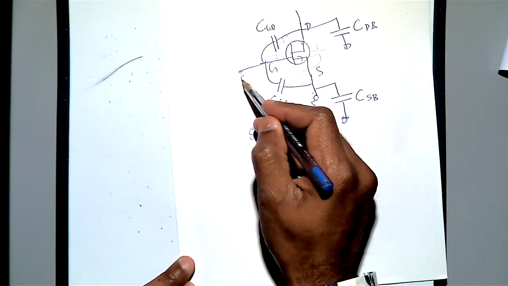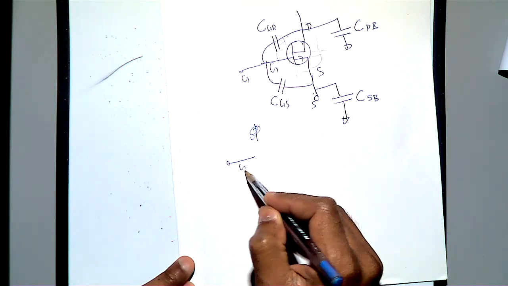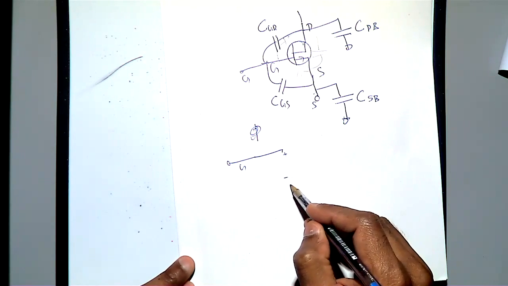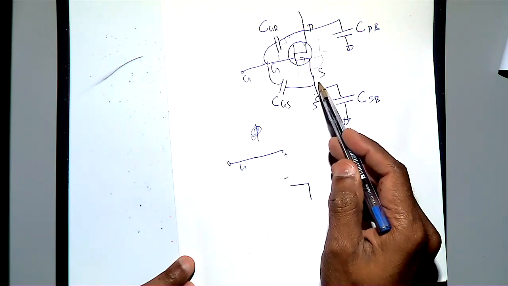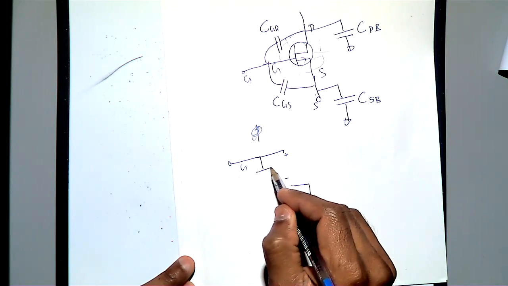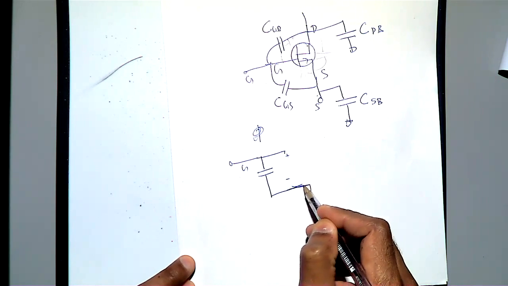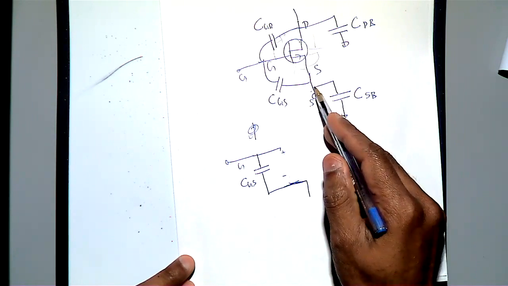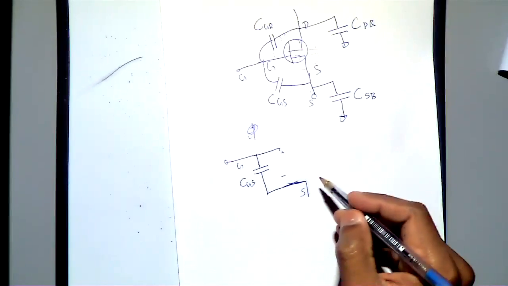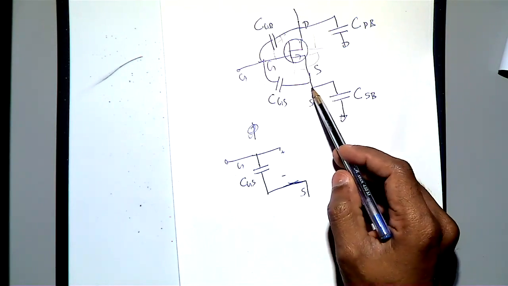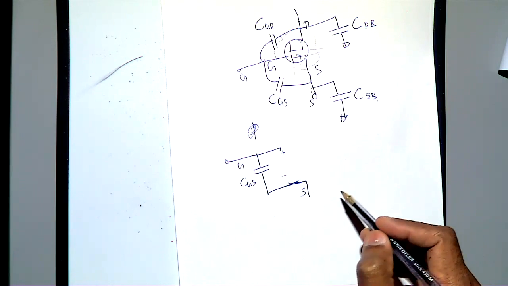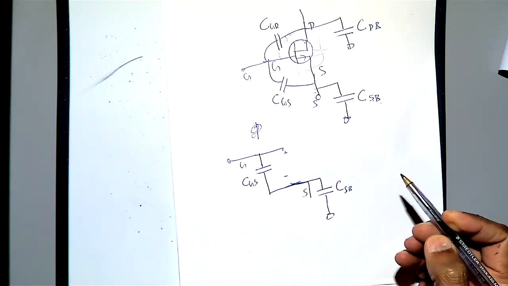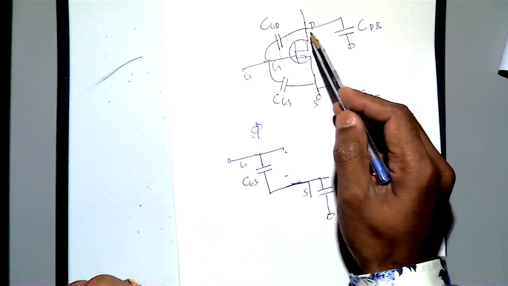So when you draw the small signal model, it's very simple. You have the gate, and you draw it like this, with positive and negative, and then you have the ground. Between the gate and the source you have a capacitor, CGS. Then this point is your source. From the source, you already have another capacitor, CSB, going to the ground. So from here, CSB, source and bulk, there is a capacitor effect. Then between source and drain, you have the current source.